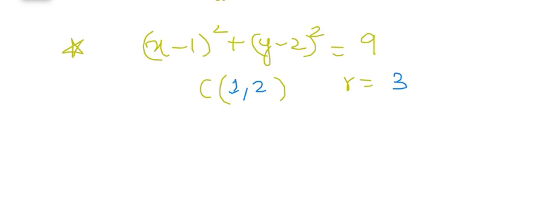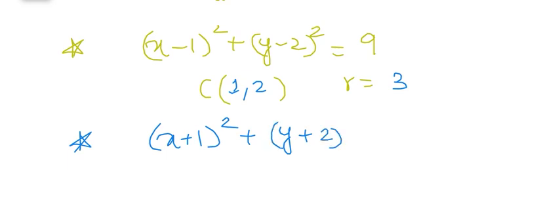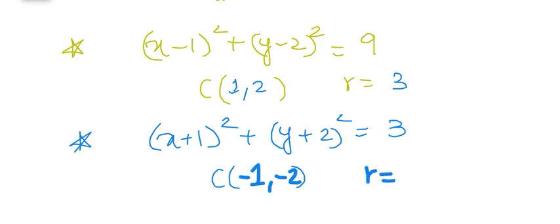Let's say there is another question. This time it is x plus 1 whole square plus y plus 2 whole square is equal to 3. Same question. What is the center and what is the radius? The center would be -1, -2, and the radius would be root 3. Good. Whatever is on the right side, you put a root on it to get the radius.